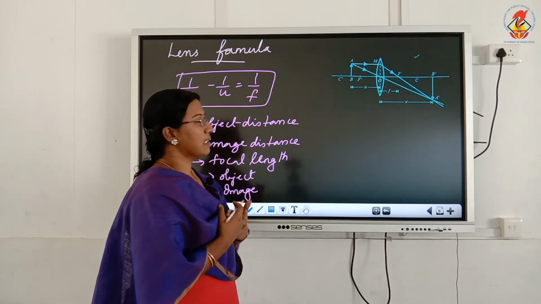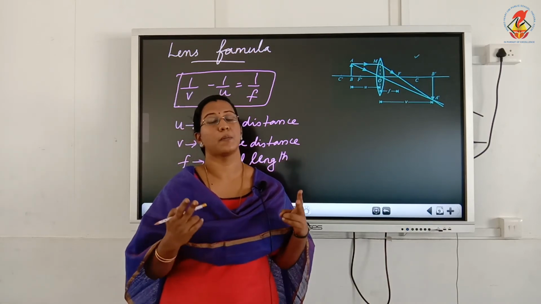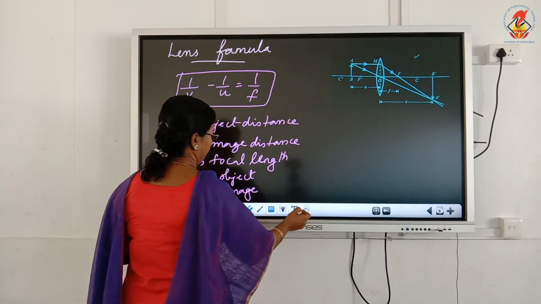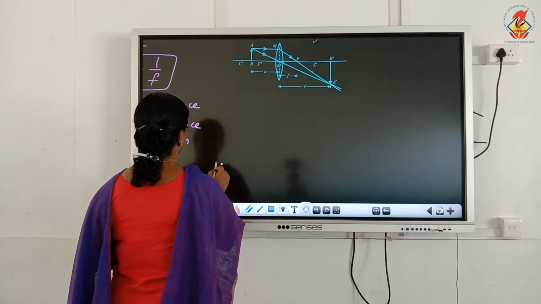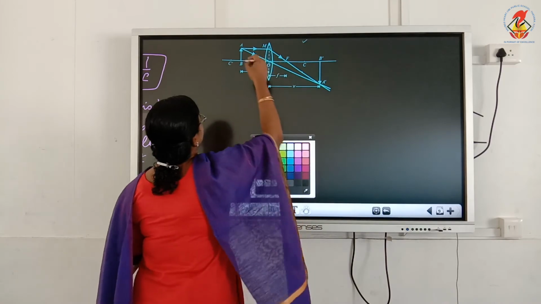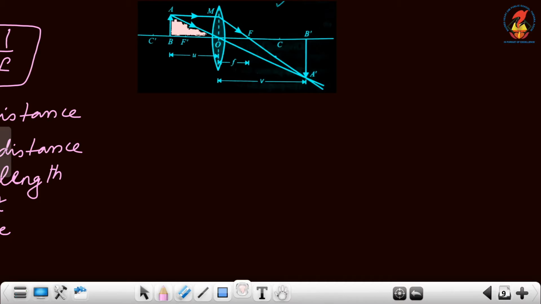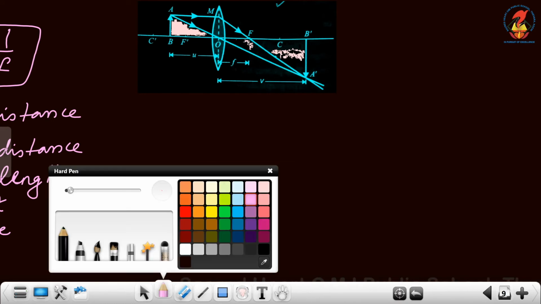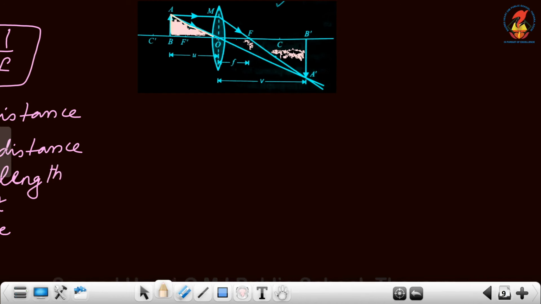Okay, now for deriving this equation, it's very simple. We consider two sets of similar triangles, and using those two sets of similar triangles, we formulate the equation. Now, the first set of similar triangles which we consider is triangle ABO and triangle A dash B dash O. And these two triangles are similar.